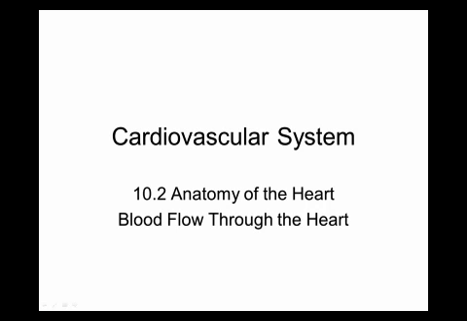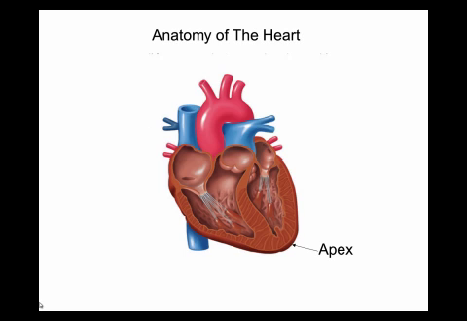10.2 Anatomy of the Heart and Blood Flow through the Heart. We mentioned a moment ago the heart is a cone-shaped organ. It sits in the thoracic cavity below the sternum. Actually, the bottom of the heart is called the apex, and that is the tapering end of the cone-shaped muscular organ. There are 4 chambers inside the heart.